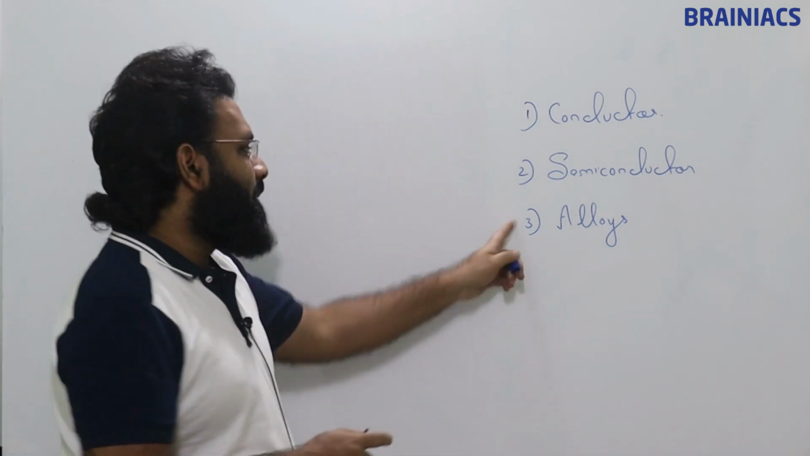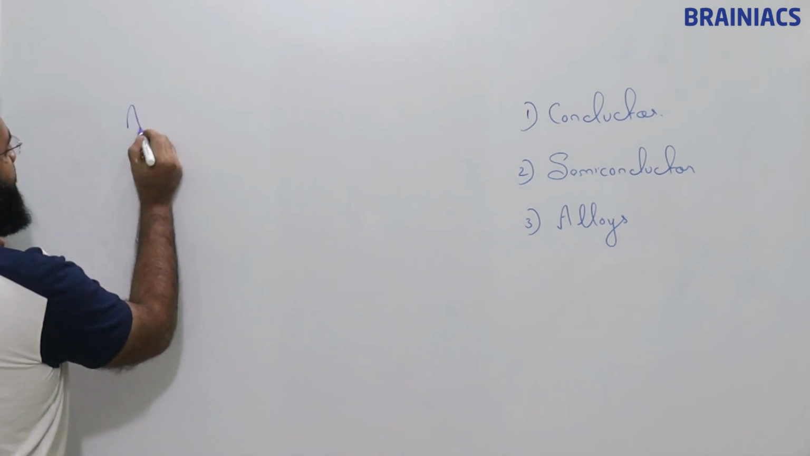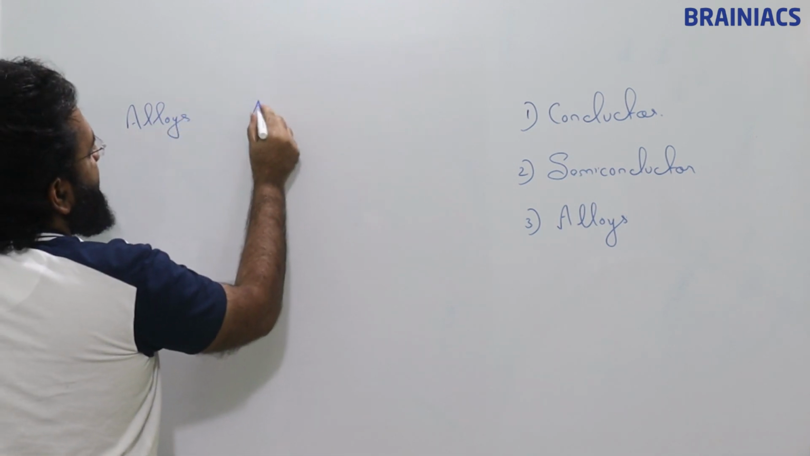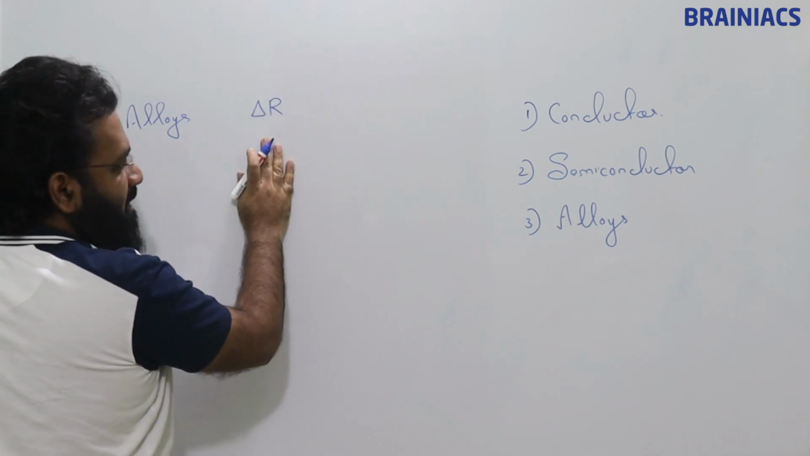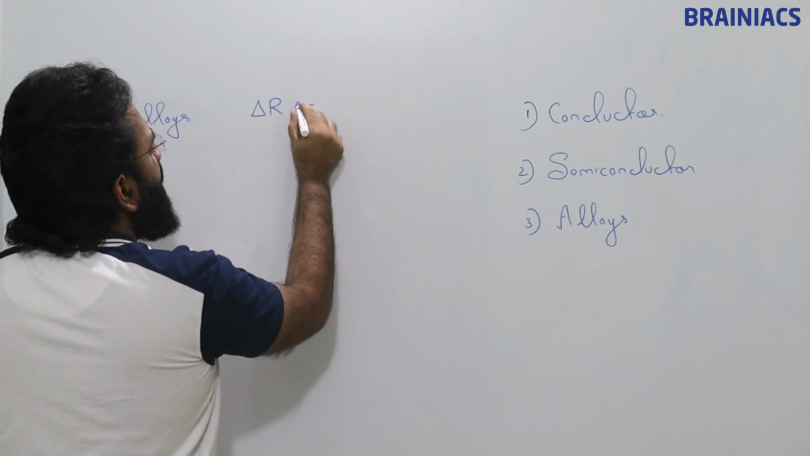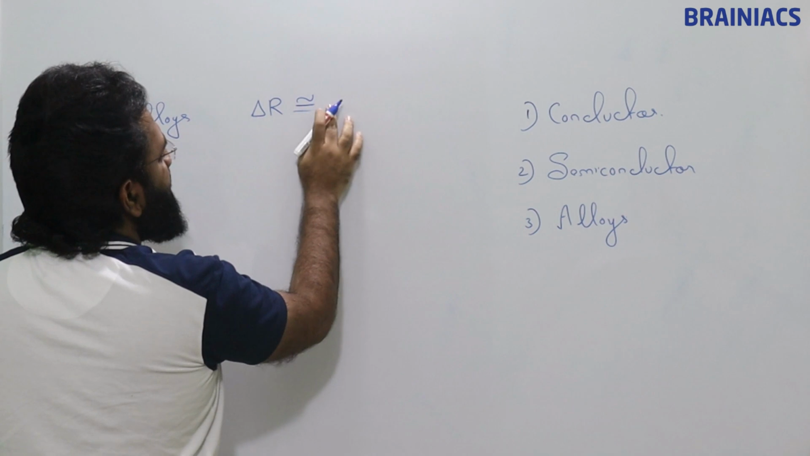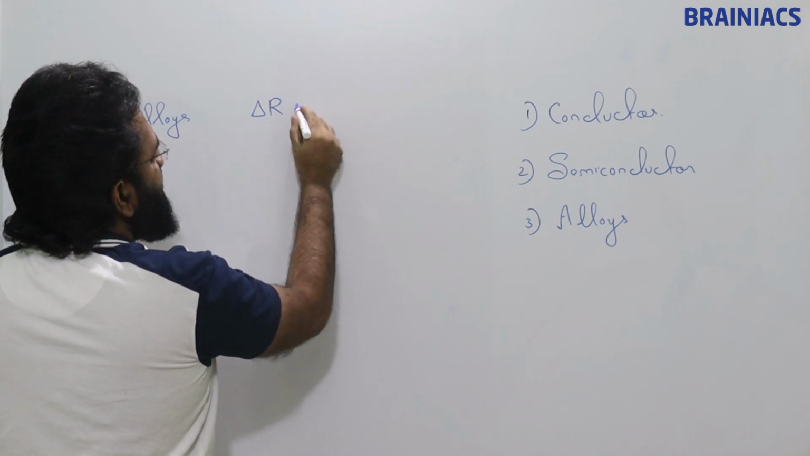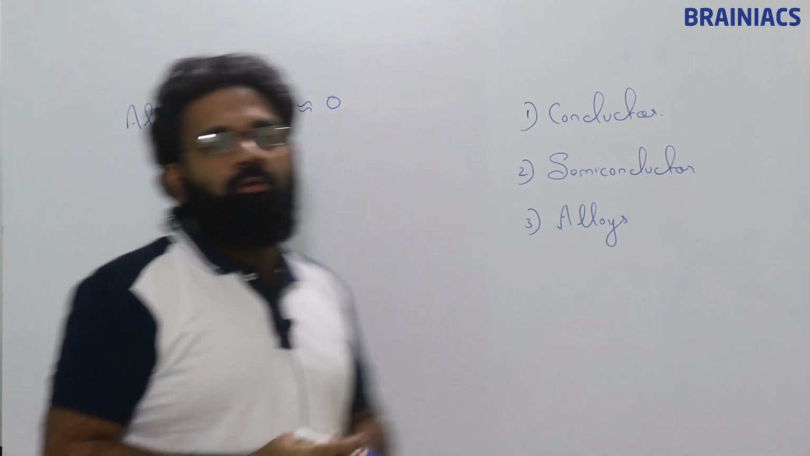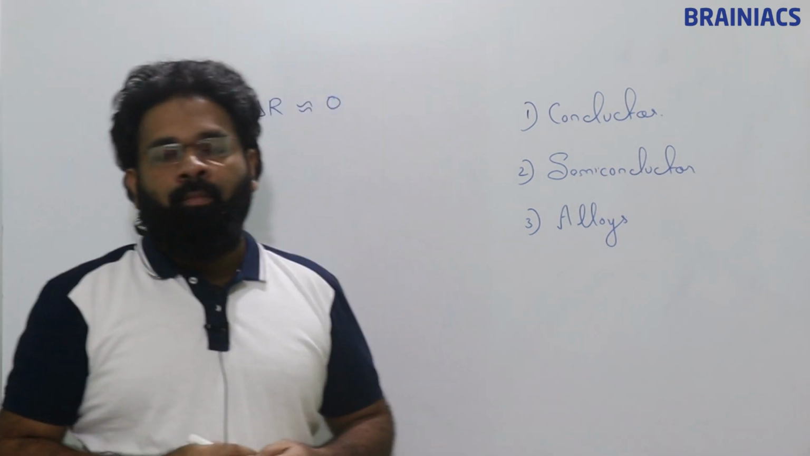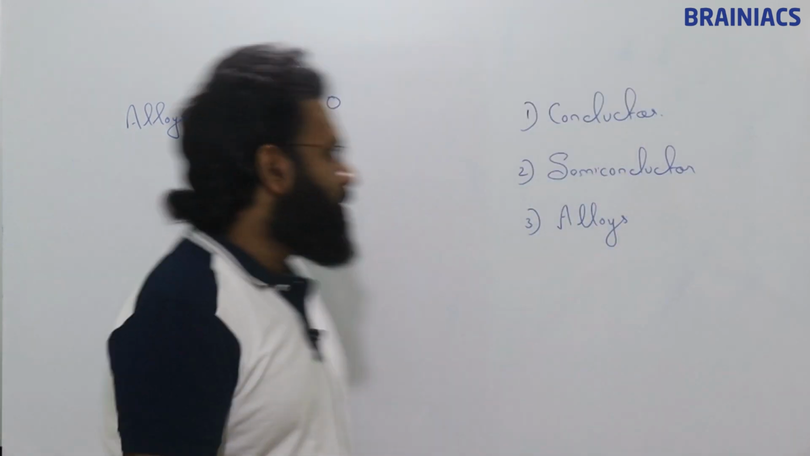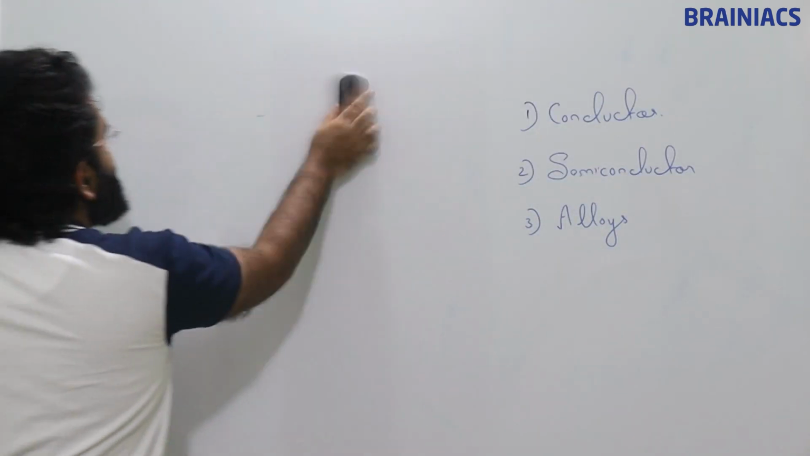So this will be in alloys. The change in resistance due to temperature will be almost equal to 0, not 0 but almost equal to 0. That is the idea. Now we will move into equations and other parts.